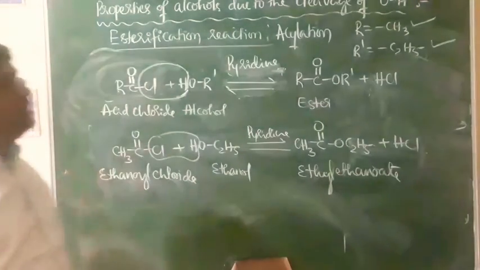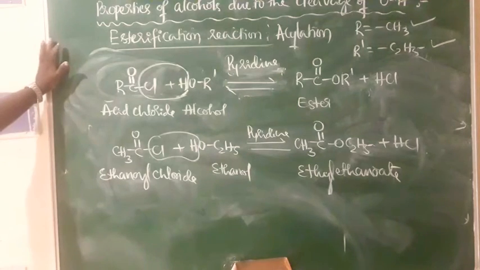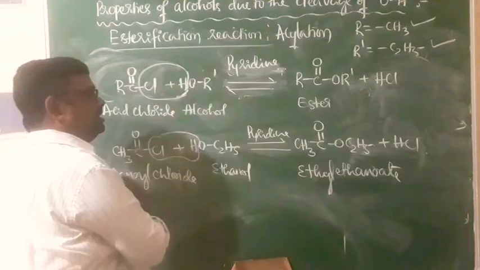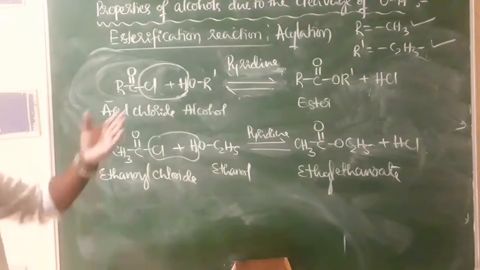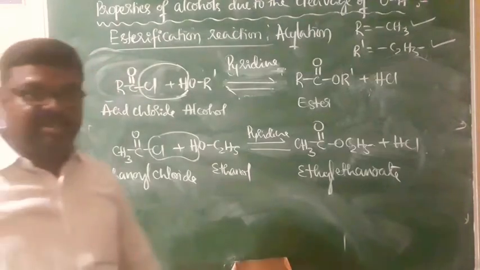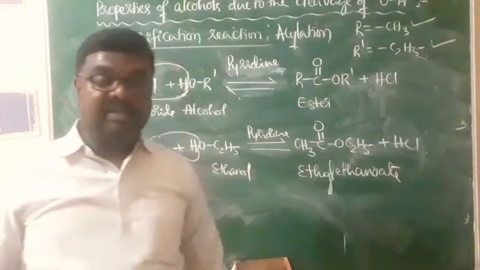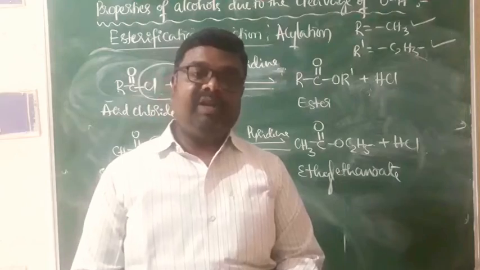Ethyl ethanoate. This is what we call it, as one more example where esterification takes place, where there is a cleavage of the OH bond in the case of alcohols, right? But esterification is brought about by using acid chloride, and that is what we call the reactions where a cleavage of the OH bond is observed.